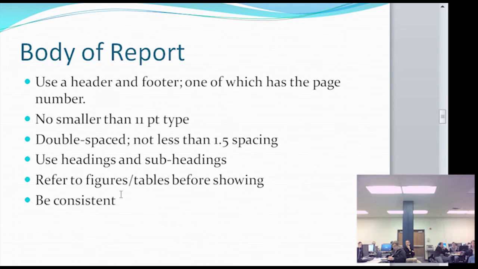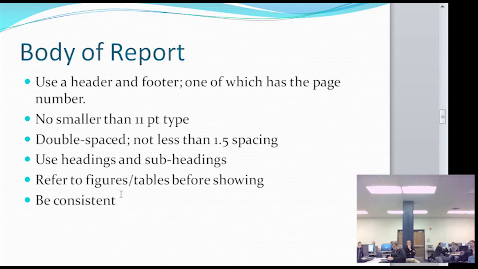For the body of the report, use a header and footer if you choose to, but you need to have a page number. Paginate the document. Now here's about the only time we get into some formality things. Most of it's done in 12 point. Don't use anything smaller than 11 point. Okay, and double space.